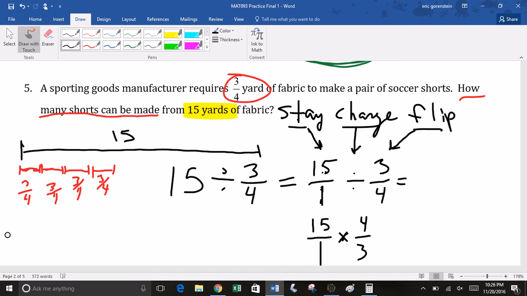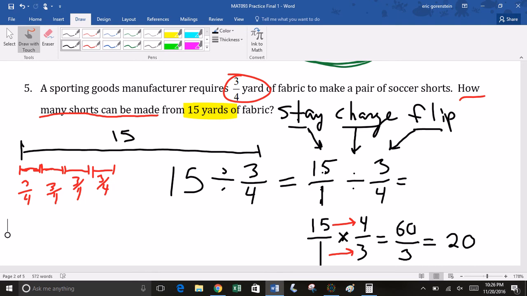Remember, when we're adding or subtracting, we need a common denominator, but with multiplication, we just go straight across. Top times top, bottom times bottom. So on top, 15 times 4 gives us 60. And 1 times 3 on the bottom gives us 3. So a fraction is division. So 60 over 3 means 60 divided by 3, and 60 divided by 3 is 20.